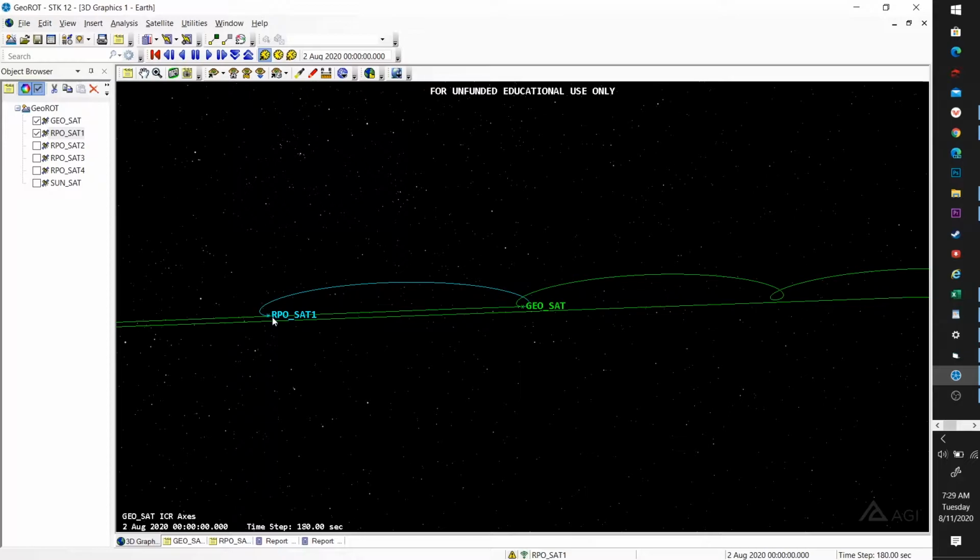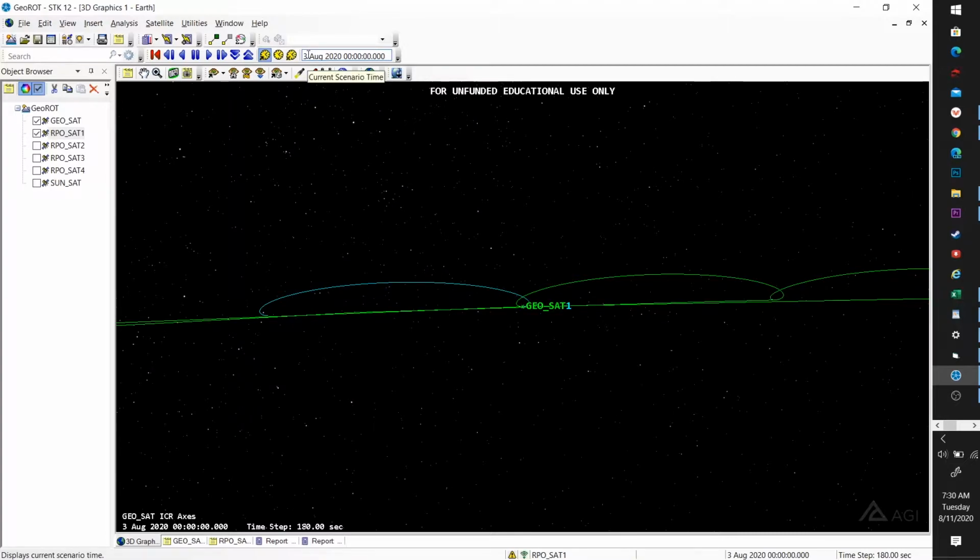And this is a cumulative effect, and I'll show you what I mean by that. But here we've got a drifting NMC. You'll see that in 24 hours we reach Geosat. Boom, there we are.